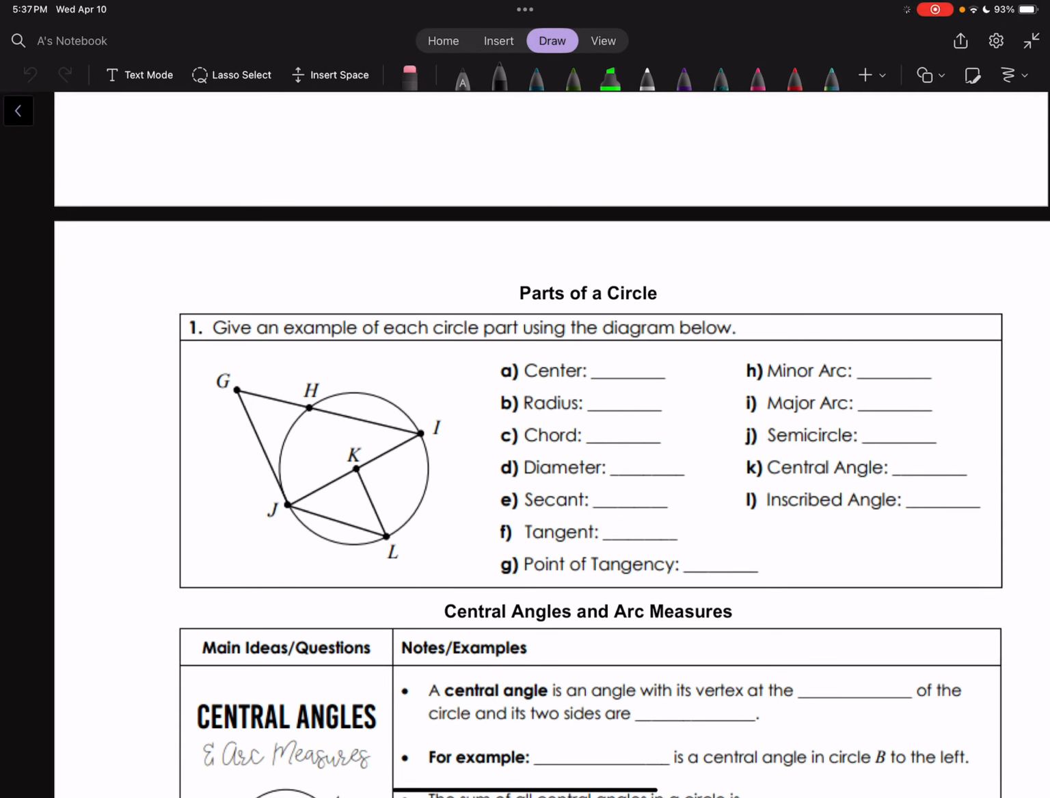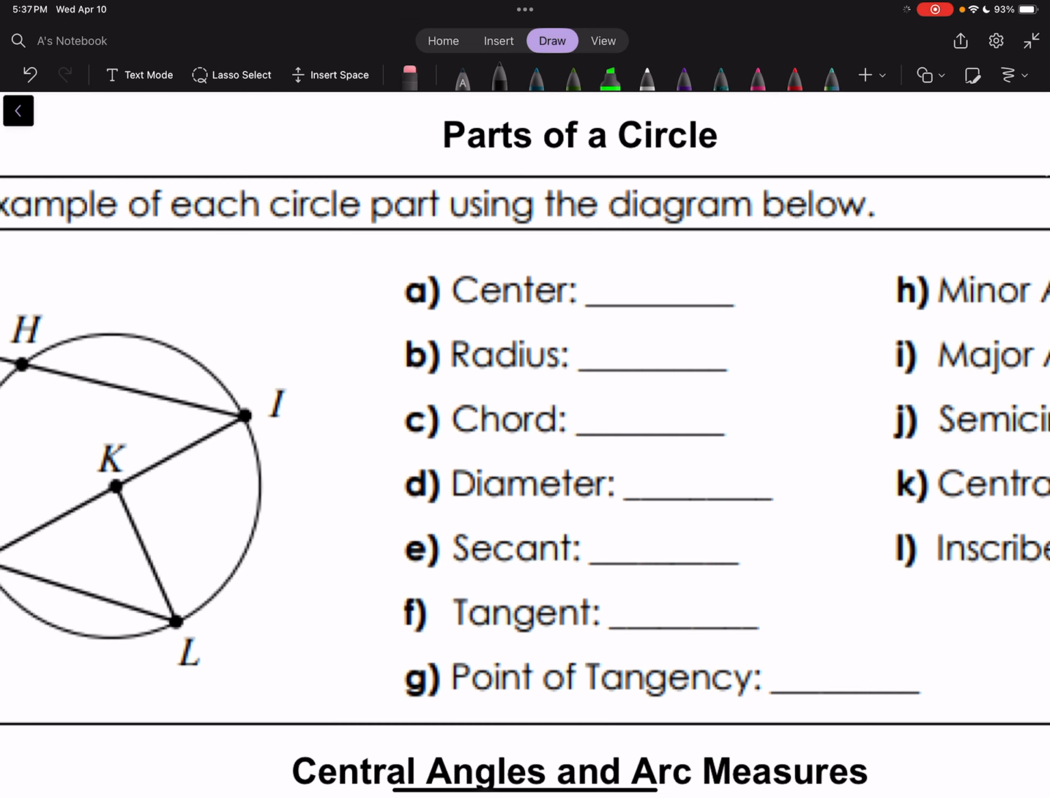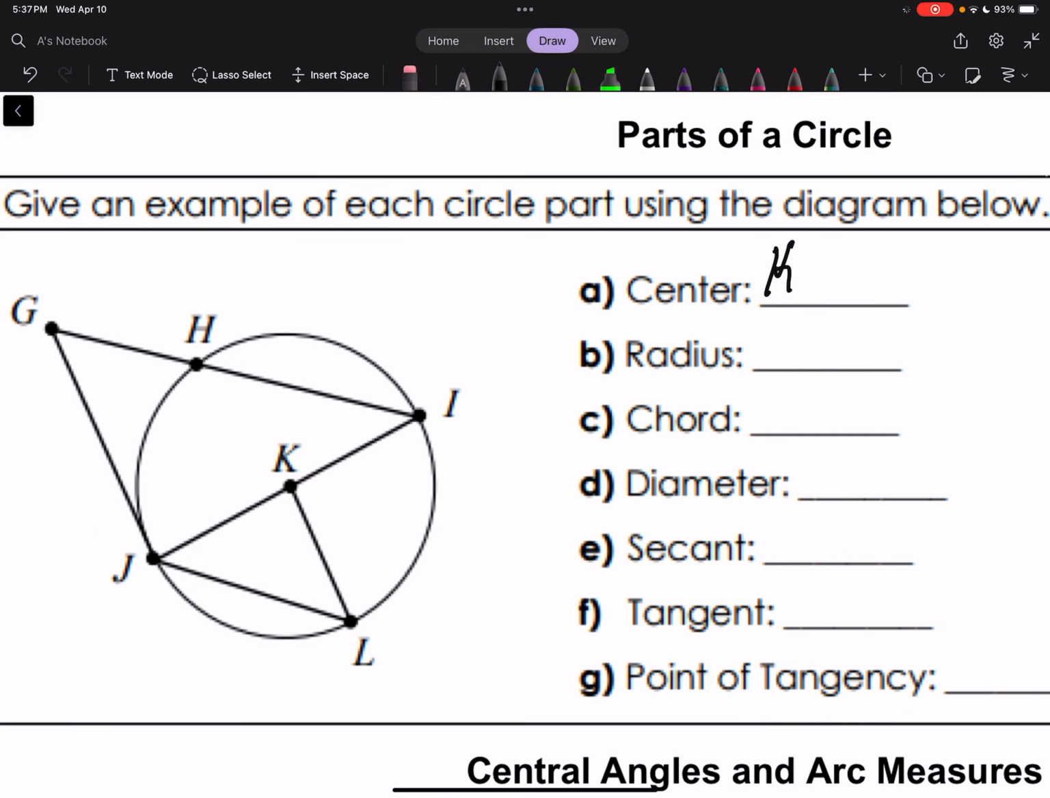Today we're going to be looking at parts of a circle, central angles, arc measurements, stuff like that. Okay, let's begin. On this circle on the left, we're going to label these pieces. If you look at the letter K, this is the center of our circle. It's in the middle. Your radii are built from it. The length KL line segment is your radius.